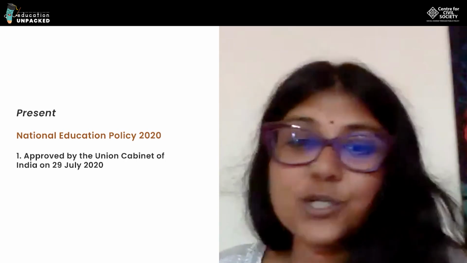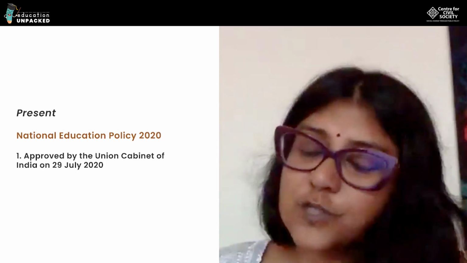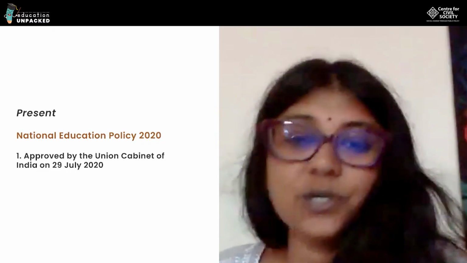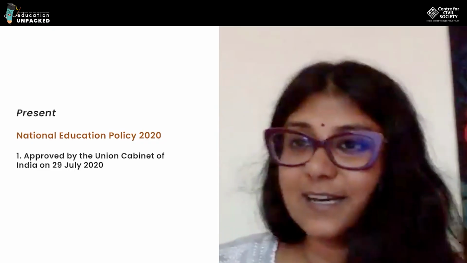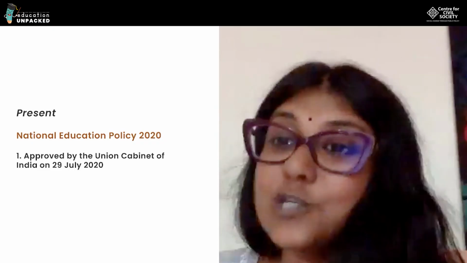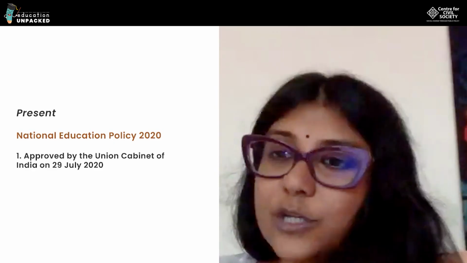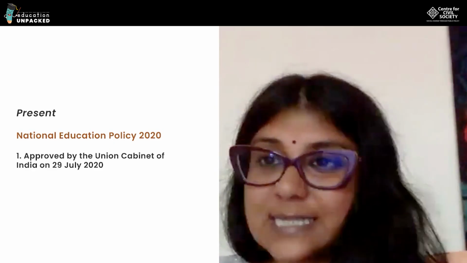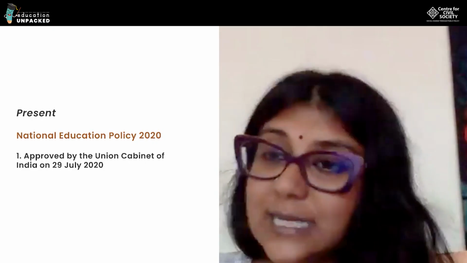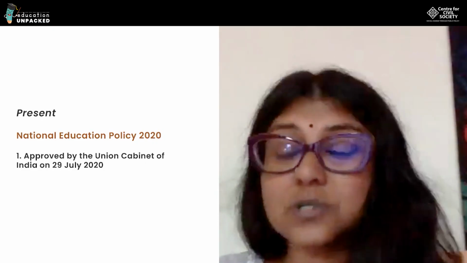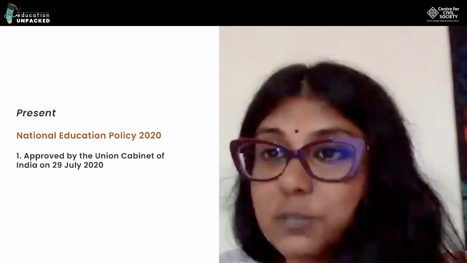A 60-page national education policy, both for school education as well as for higher education. And this is the base intent document that we are now going to be working with, and the government is now going to be thinking about ways of implementing and executing the provisions of the recommendations of the National Education Policy 2020.